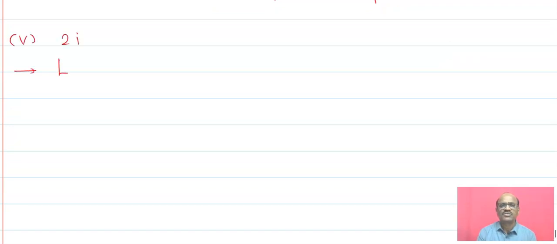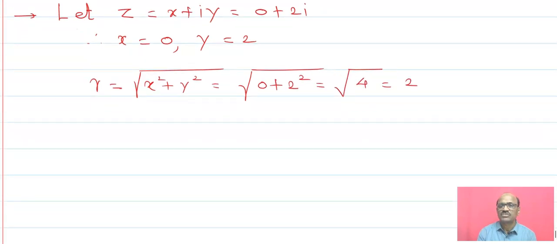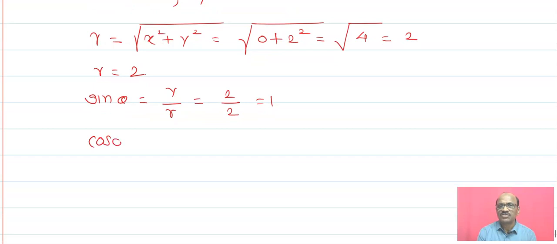Now the fifth one, 2i. Let z equal x plus iy, that is 0 plus 2i, where x is equal to 0 and y is equal to 2. Therefore r is equal to the root of x square plus y square, that is the root of 0 plus 2 square, that is the root of 4, which equals 2. R is equal to 2. Therefore sin theta is equal to y upon r, that is 2 upon 2, that is 1, and cos theta is equal to x upon r, that is 0 upon r, which is equal to 0.